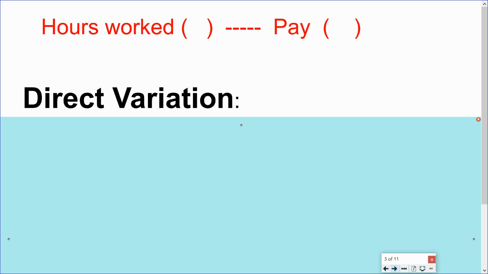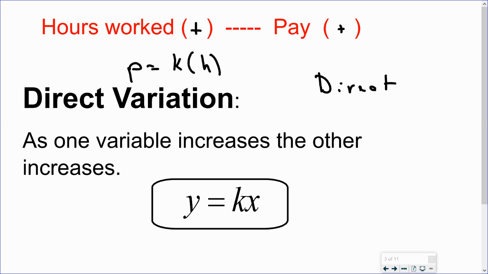So here's the best of all of them. The way that you get paid, that's the best one. If I take hours worked and pay, my pay is equal to my pay scale, so let's call it K, times the hours worked. As my hours increase, so does my pay. This is direct variation. As one variable increases, the other variable increases. And that means that your equation is y is equal to kx.